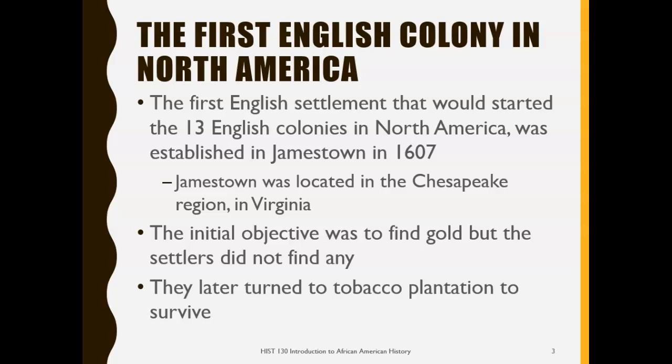Jamestown was located in the Chesapeake region in Virginia. The initial objective of the settlers was to find gold, so they were sent over here by the English king to find gold, but after a few years they didn't find anything, so in the end they turned to the plantation of tobacco just to survive.